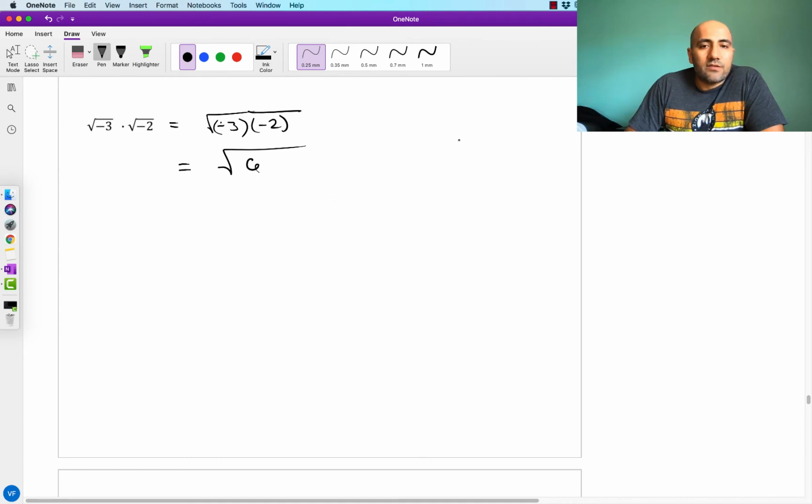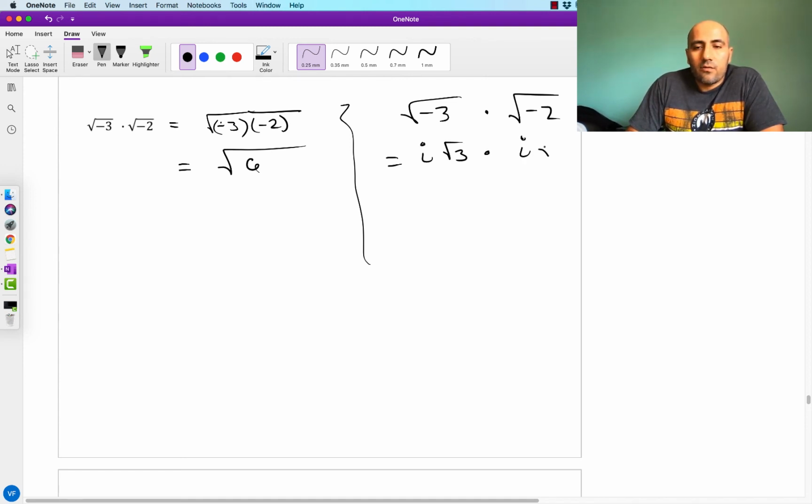That is the wrong answer. Right? The real answer should be this. We have the square root of -3 times the square root of -2. So the first thing you should do is deal with the fact that you have the square root of a negative. So we have to change this to an i root 3 times an i root 2.